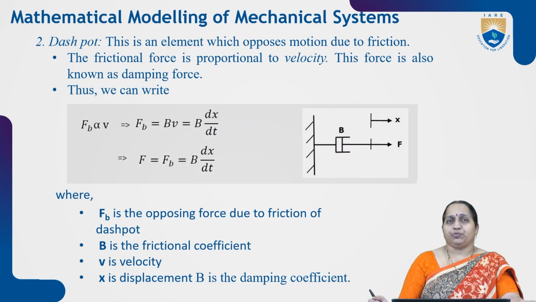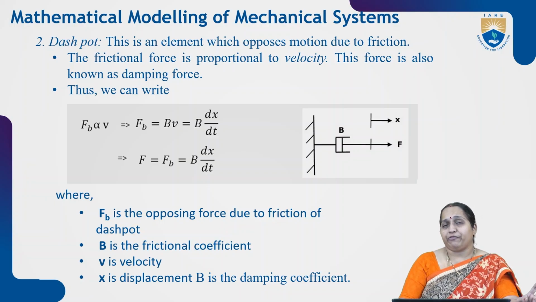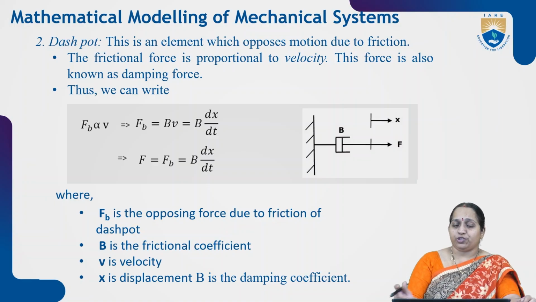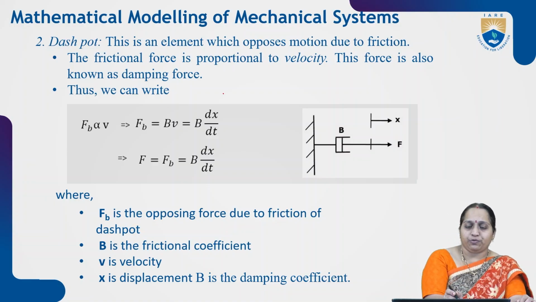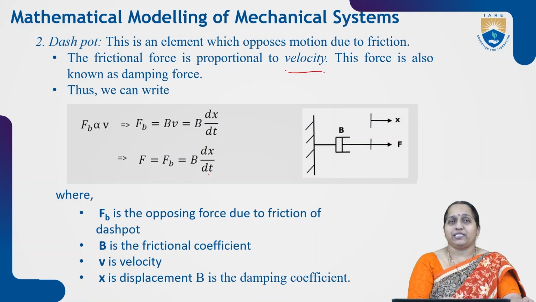Coming to the next one, the dashpot. This is an element which opposes motion due to friction. Frictional force is proportional to velocity. Just as inertia force Fm is proportional to acceleration, here frictional force is proportional to velocity. This force is also known as damping force.